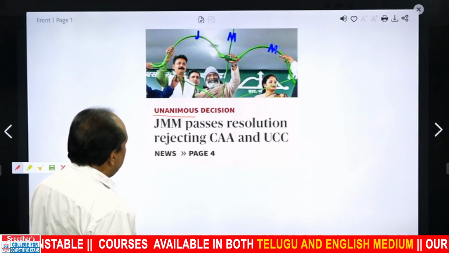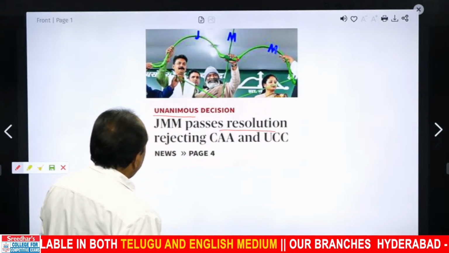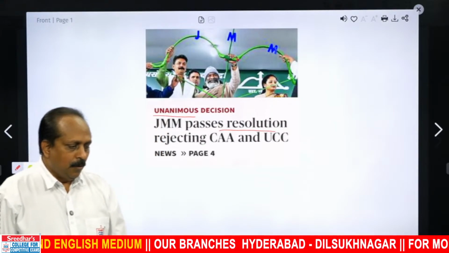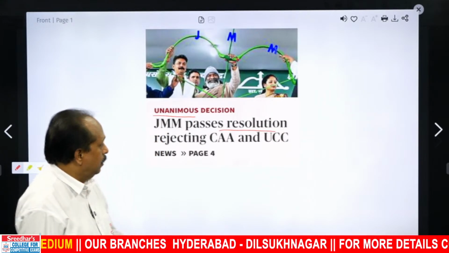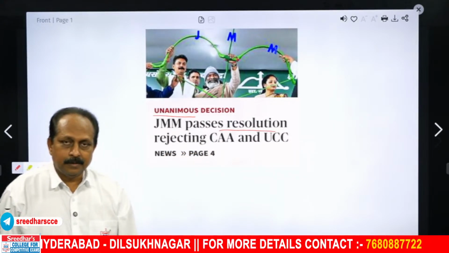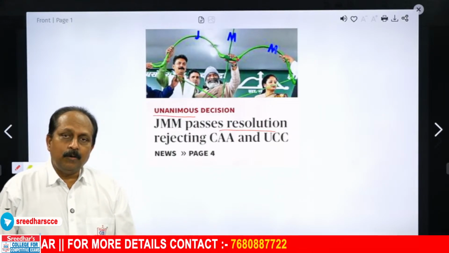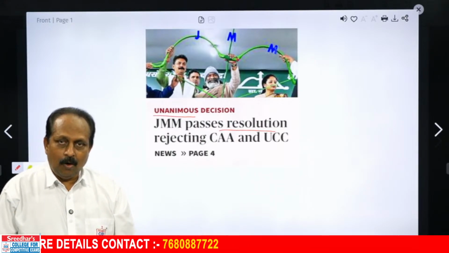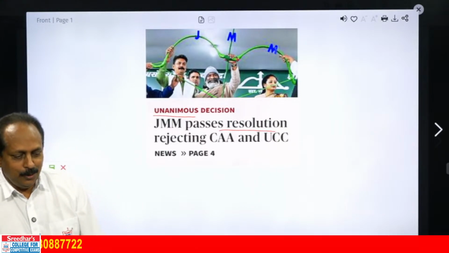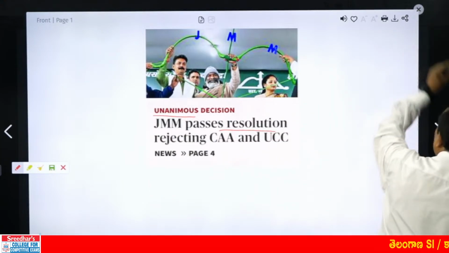JMM passes resolution rejecting CAA and UCC, I suppose. So it is about a resolution that is passed. Generally, when we use the word resolution, we use the verb pass. JMM passes resolution. And resolution is a noun form. What is a verb form? Resolve is a verb form. And you all know about New Year resolutions. They are temporary in a way. That's all you can learn from that snippet.